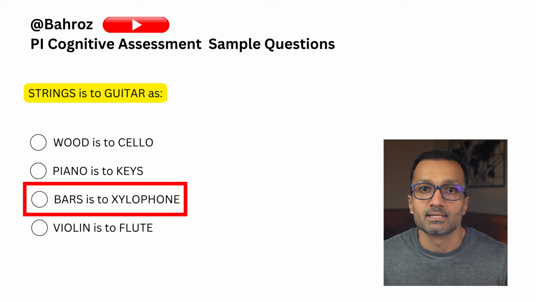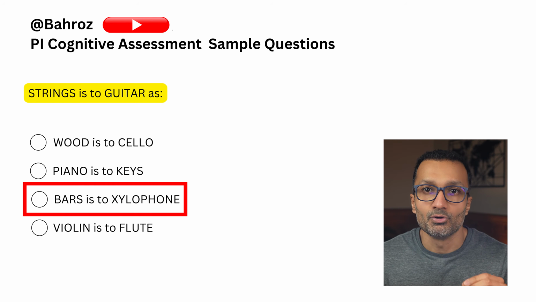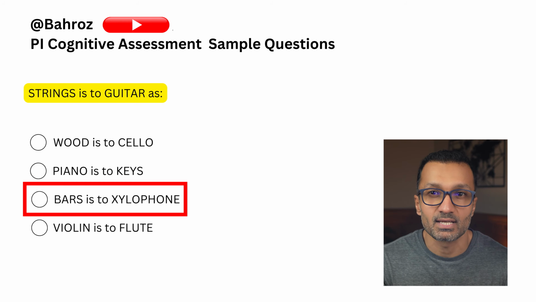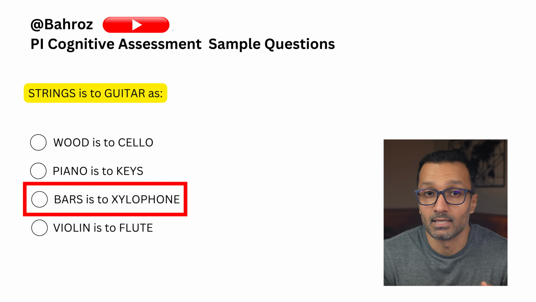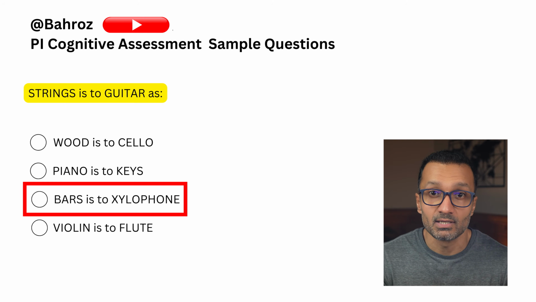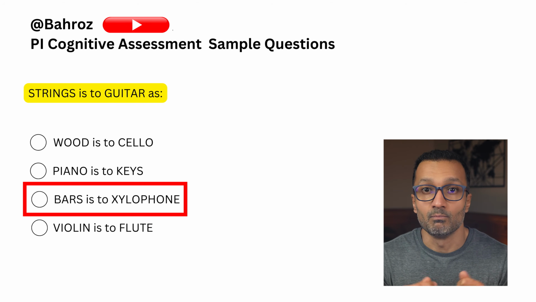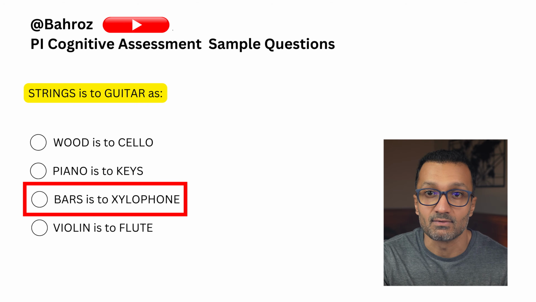The reason is strings are the components that produce sound in a guitar. Similarly, bars are the components that produce sound in a xylophone. Each pair follows the pattern of a critical component that is essential for producing sound in a musical instrument. The other options don't fit this specific pattern. Let's say wood is to cello. While wood is a material used to make cellos, it isn't the specific part of the cello that produces sound. Piano is to keys: this relationship is reversed, keys are part of the piano. Violin is to flute: these are both musical instruments, but the comparison doesn't follow the same logic.